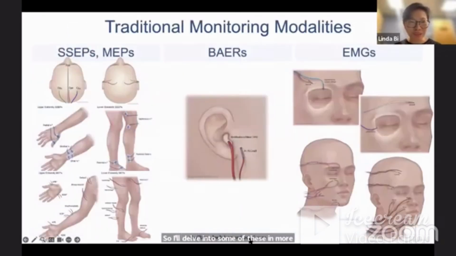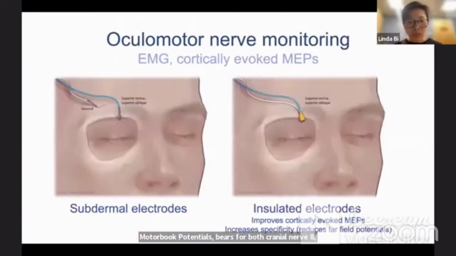First, this is an illustration of the traditional monitoring modalities that I think the world at large has the most experience with, including SSEPs, motor evoked potentials, BAERs for both cranial nerve 8 but also as a coarse estimate of brainstem integrity, and EMGs. In the cavernous sinus, cranial nerves 3, 4, 5, 6 are particularly key. But sometimes individuals who use these express frustration at either false positive or false negative artifacts. In our experience, a couple of maneuvers have helped us clean up the sensitivity and specificity of our signals.